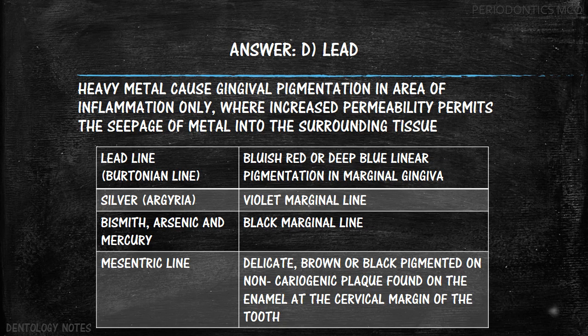Answer: D. Lead. Heavy metals cause gingival pigmentation in areas of inflammation only, where increased permeability permits the seepage of metal into the surrounding tissue. Lead line, Burton's line: bluish red or deep blue linear pigmentation in the marginal gingiva. Silver, argyria: violet marginal line. Bismuth, arsenic and mercury: black marginal line. Mesial line: delicate brown or black pigmented non-keratinized plaque found on the enamel at the cervical margin of the tooth.